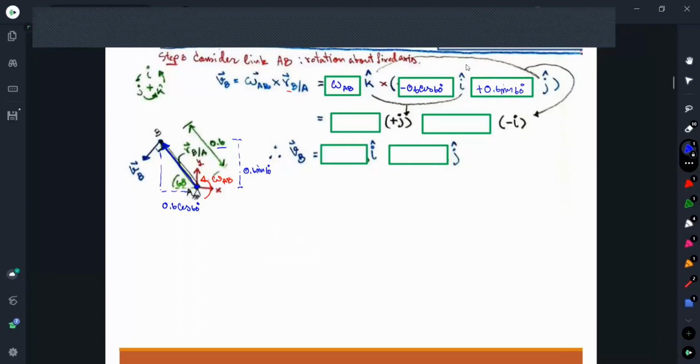Okay, and after that, what happens? This is a scalar quantity. This is also a scalar quantity. It is a scalar quantity, and it is represented with the vector quantity here, that is a unit vector. We cross product with k cross i. K cross i becomes positive j. And omega AB times minus 0.6 cosine 60. Cosine 60 is a half, right? So for this case, it becomes minus 0.3 omega AB, right?